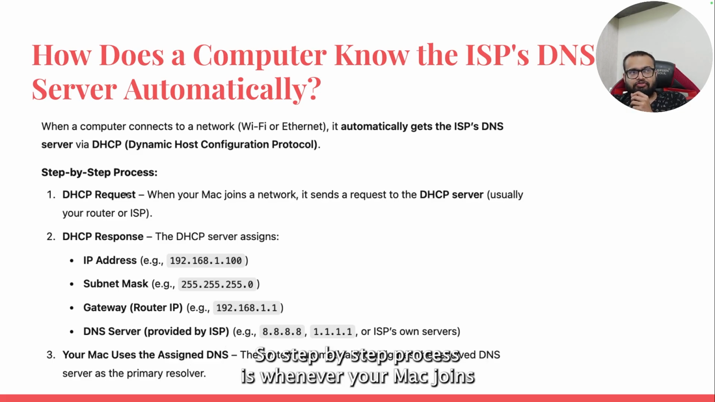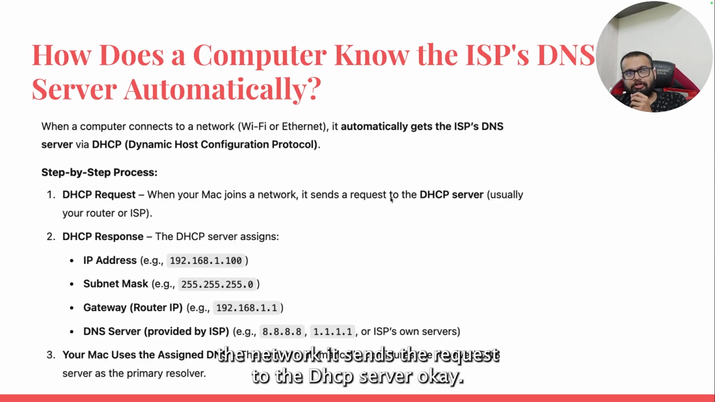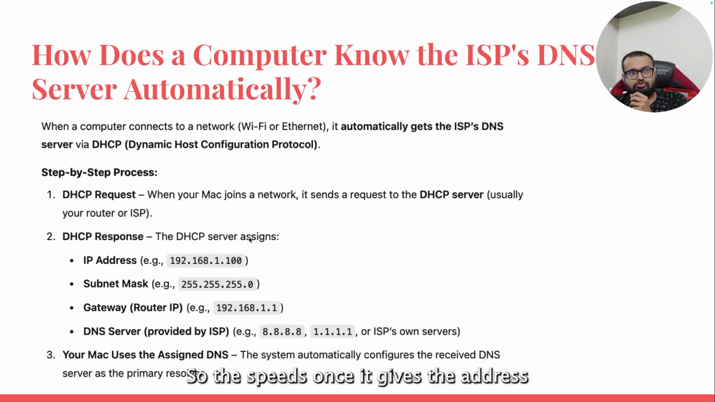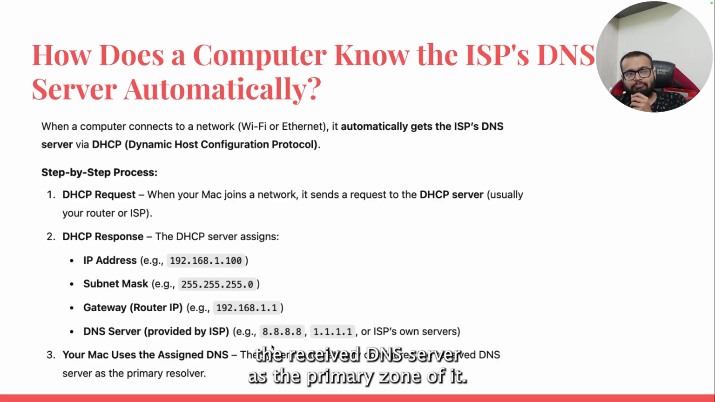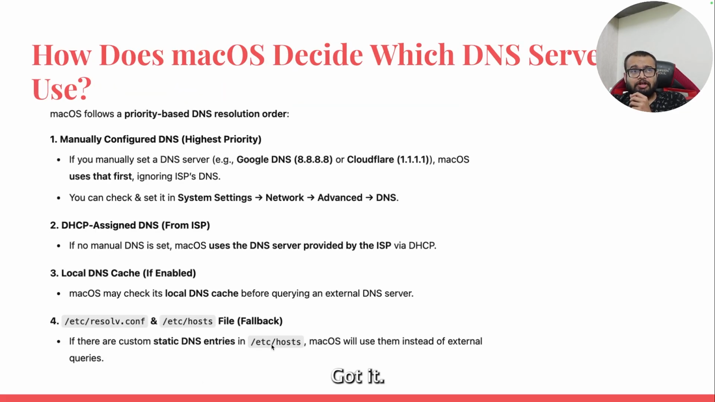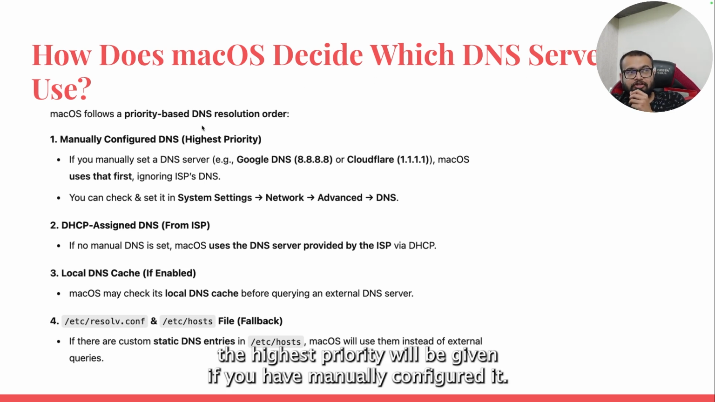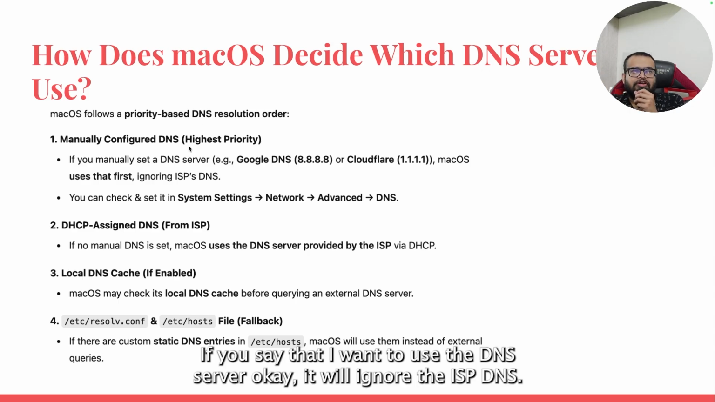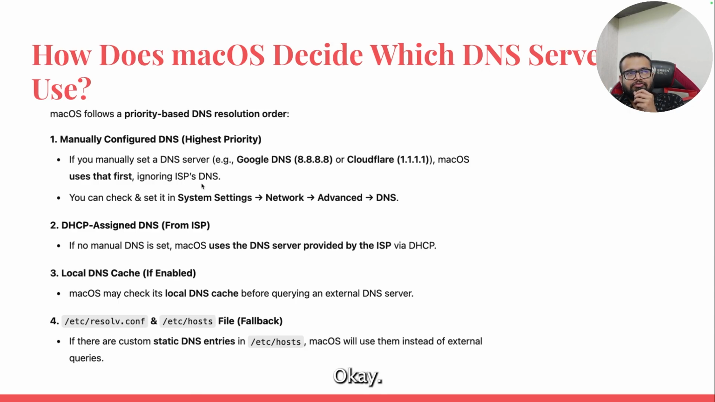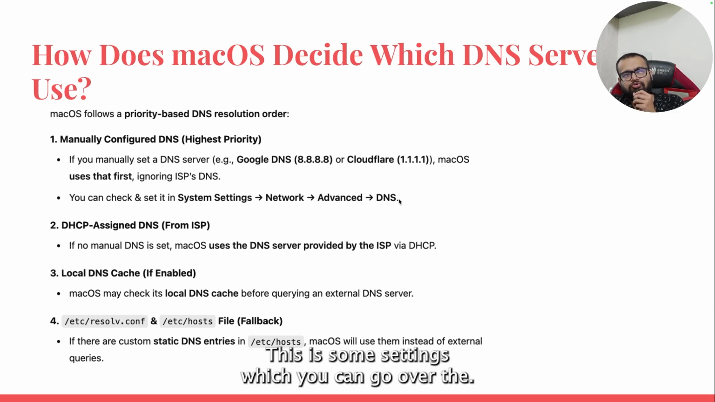So step-by-step process: whenever your Mac joins the network, it sends a request to the DHCP server. Okay, so the DHCP response gives the IP address, subnet mask, gateway, DNS server. Okay, then your Mac uses the assigned DNS. The system automatically configures the received DNS server as the primary server. Got it? And how does Mac decide which DNS server to use? So first of all, the highest priority will be given if you have manually configured it. If you say that I want to use this DNS server, okay, it will ignore the ISP DNS. Okay, these are some settings which you can go over there.